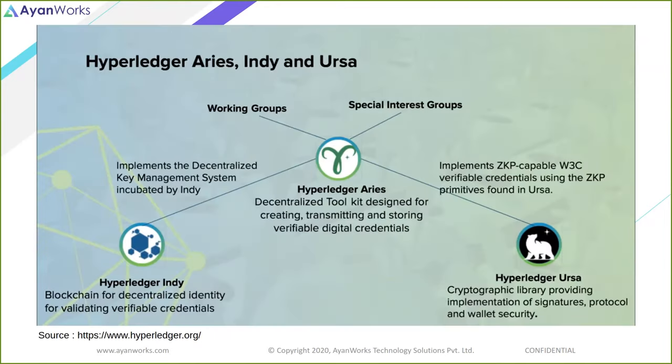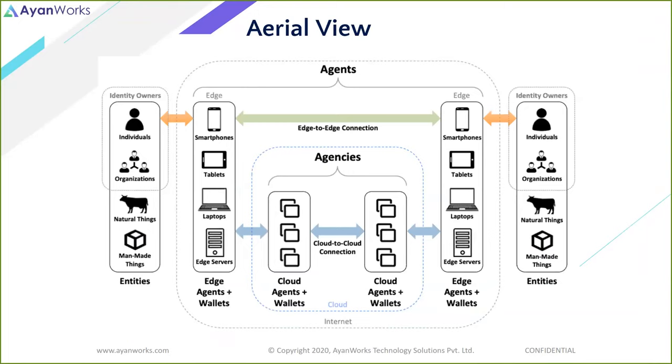So this is an aerial view of how agents will look. All the individuals, I as an identity owner of a few of my identities, an organization can have its own identities. Any natural thing can have an identity. All the appliances, man-made things, sensors, and everything can also have their own identities. All these identity owners will have their own agents because they will have their own decentralized identity. We call it a DID. That DID is managed under the wallet. So every identity owner will have an agent which will manage the wallet.